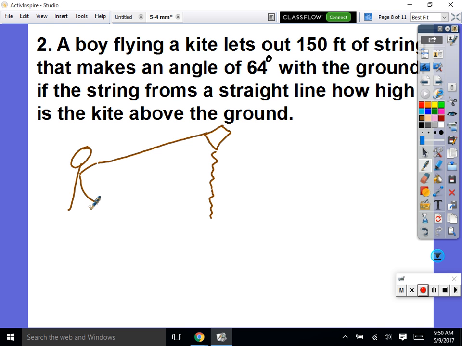Where should the 150 go? He lets out that, right? So isn't this 150 here? Okay, because he's holding on to it right there. Then it says that makes an angle of elevation of 64 degrees with the ground. So isn't this the 64? Everybody? Because the angle of elevation is from the ground looking up to the kite. And then it says, how high is the kite? So it asks us how high, so shouldn't x be here? Yeah. Okay, now let's set up a true statement here.